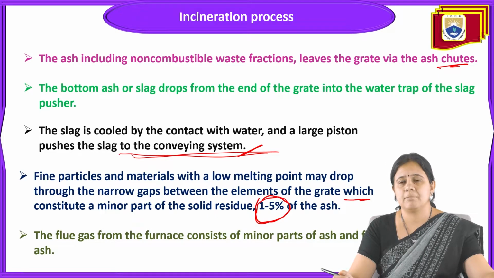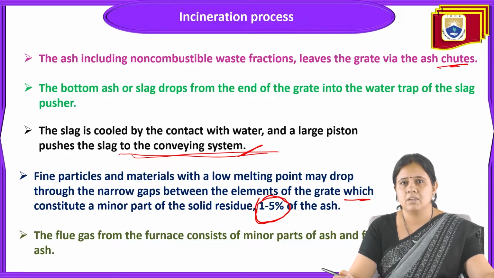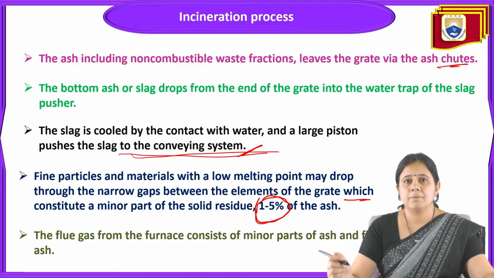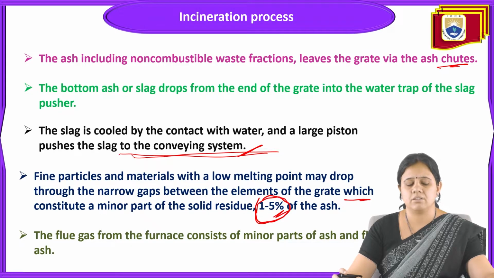Fine particles and material with a very low melting point may drop through the narrow gaps between the elements of the grate. This constitutes a minor part of the solid residue, that is 1 to 5% of the ash. And the flue gas from the furnace consists of a minor part of ash and fly ash.